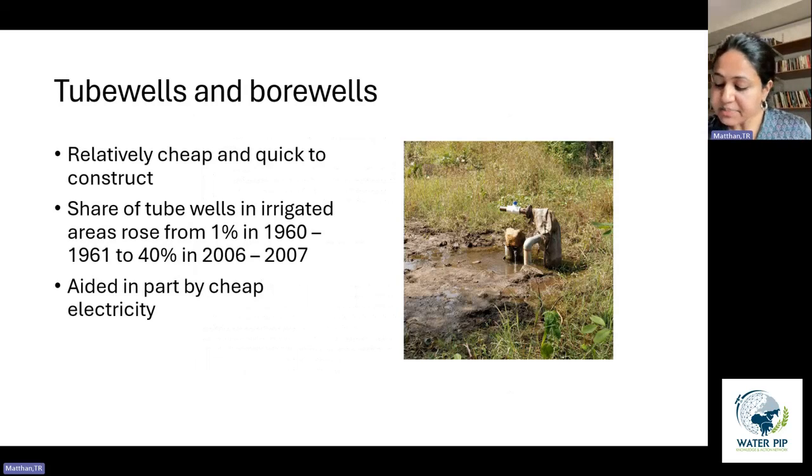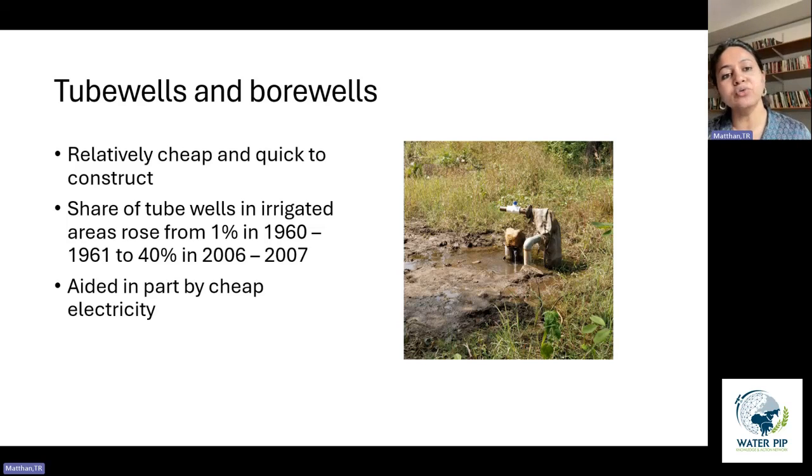At the same time, despite these uncertainties, this region and many other parts of India have seen a massive expansion of tube wells and bore wells since at least the 1960s and 70s. And this has partly been aided by access to cheap electricity, because these wells often depend on electric pumps to pump groundwater out of them.